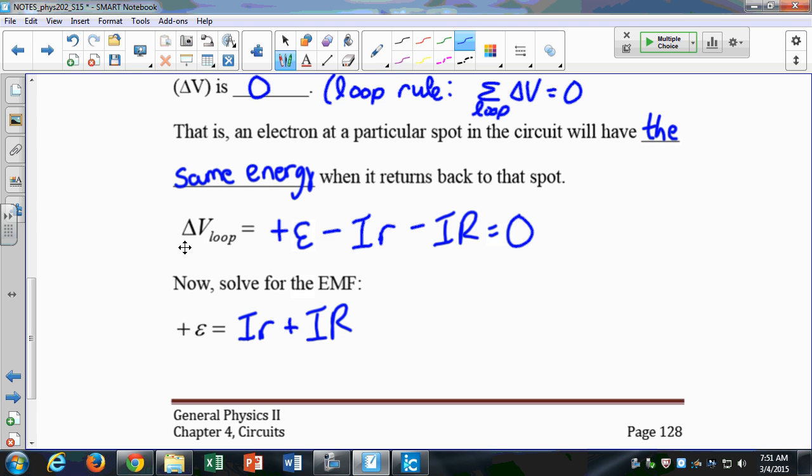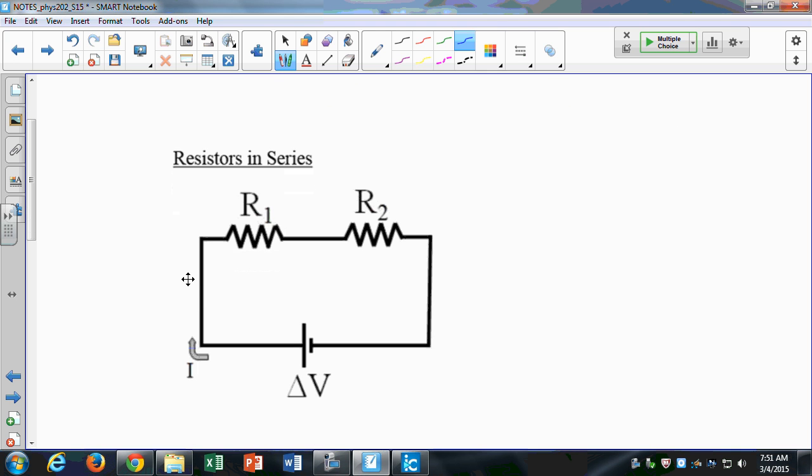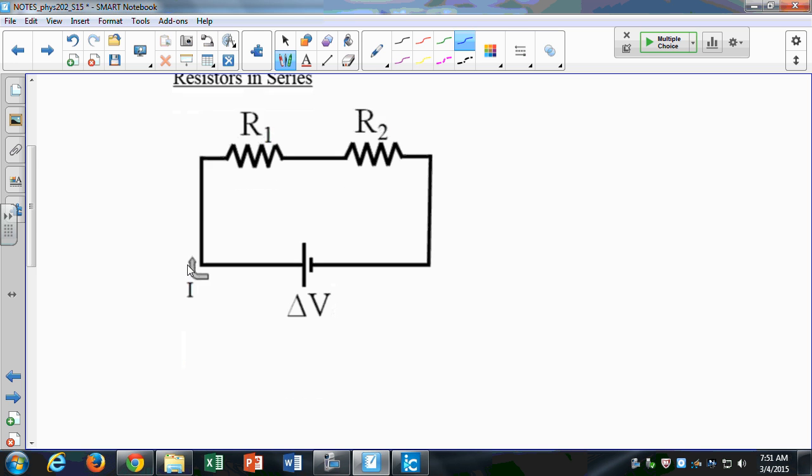All right, let's look at resistors in series. Just like we had for our capacitors in series and capacitors in parallel, we'll have similar rules for resistors in series and resistors in parallel. For resistors in series, they look like this. You can have two or more resistors. They just come one after the other.